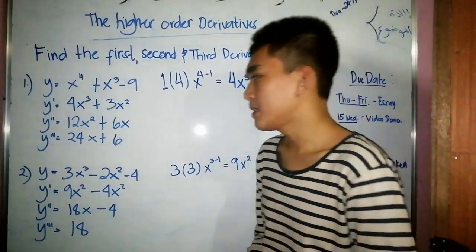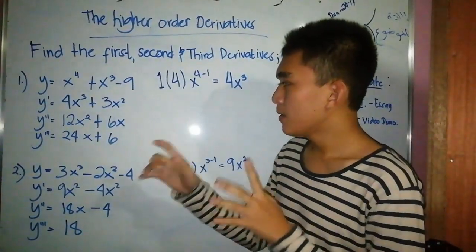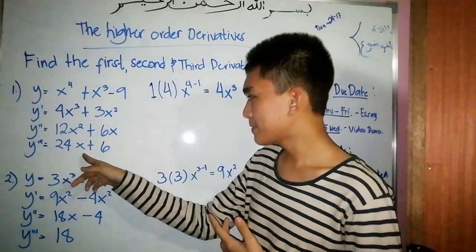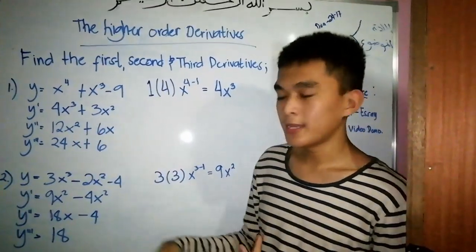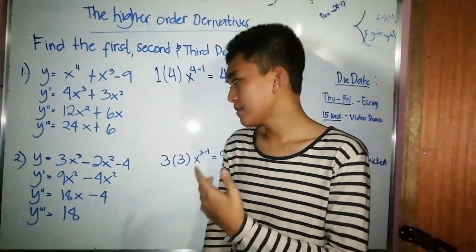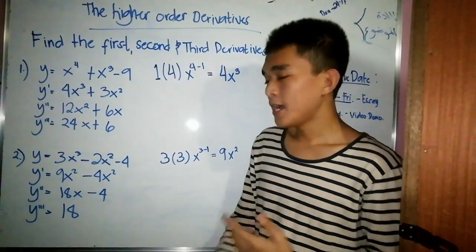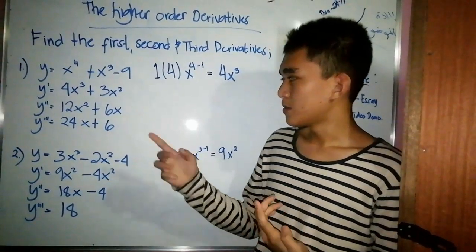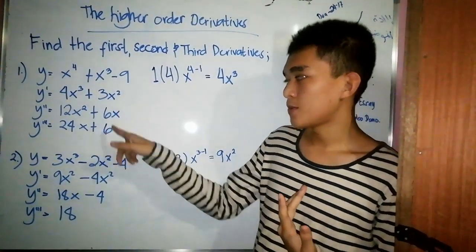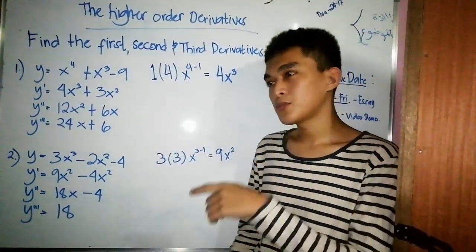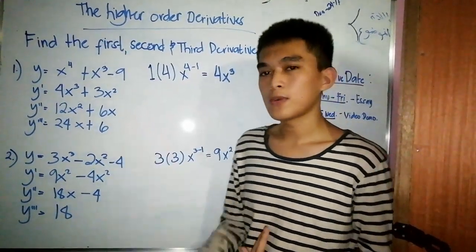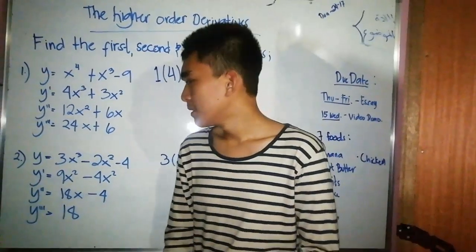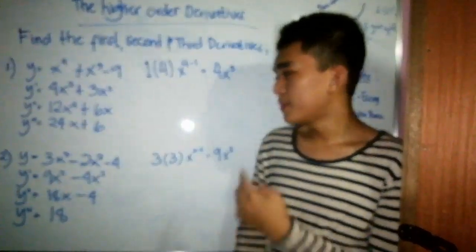As for the third derivative, we're going to multiply the 12 by 2, therefore we get 24x. Then plus 6, because we have only one value of the exponent. So 1 times 6 is equal to 6. Then for the x, 1 minus 1 is equal to 0, so we're going to cancel out the x. We're going to move on to problem number 2.